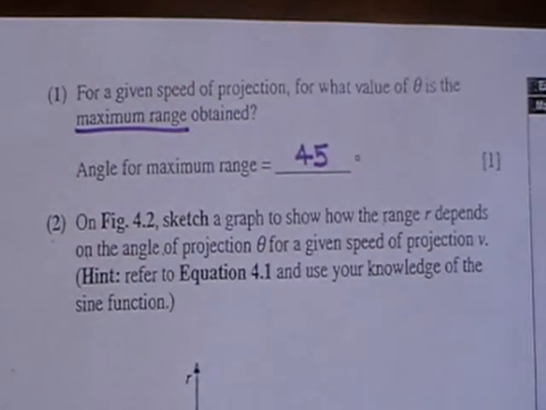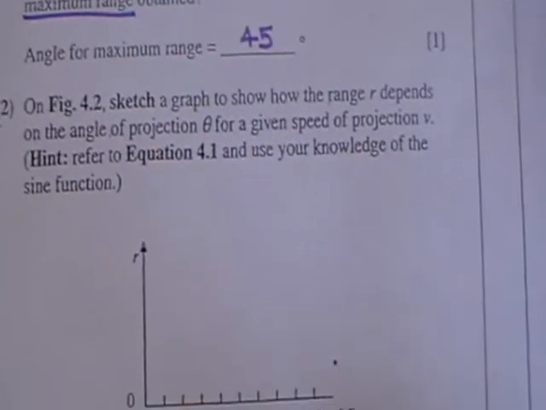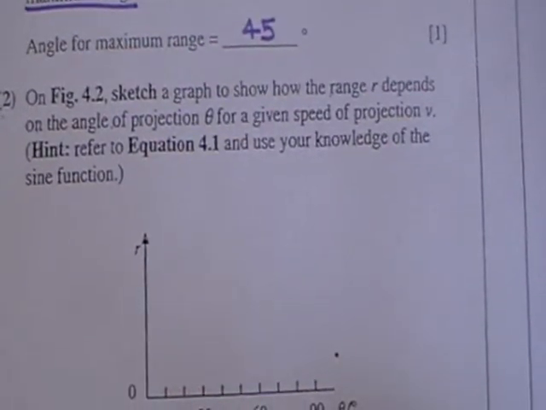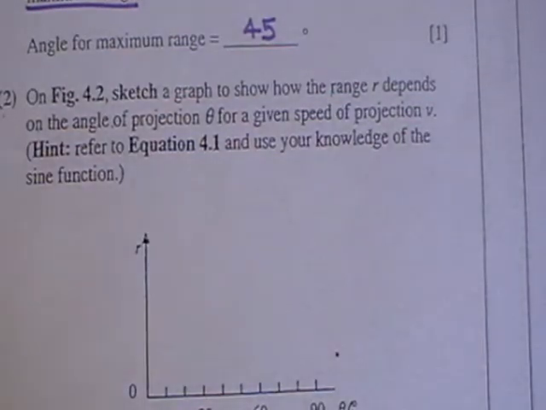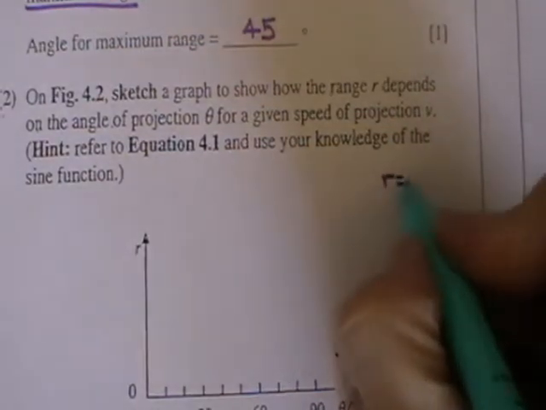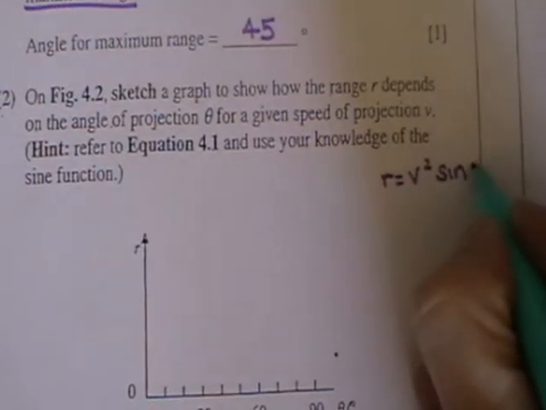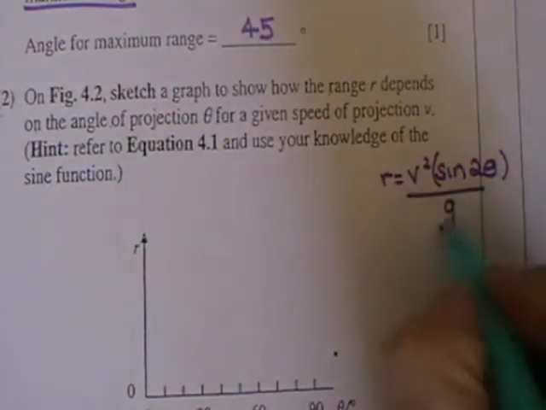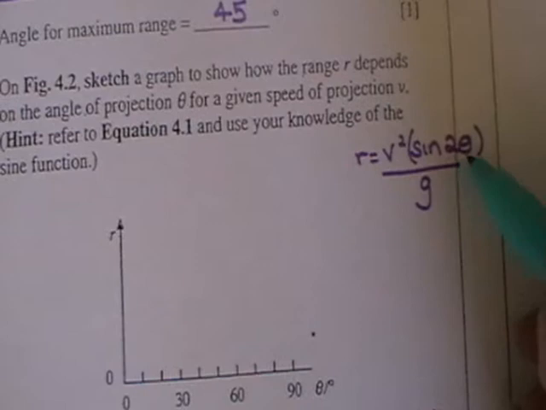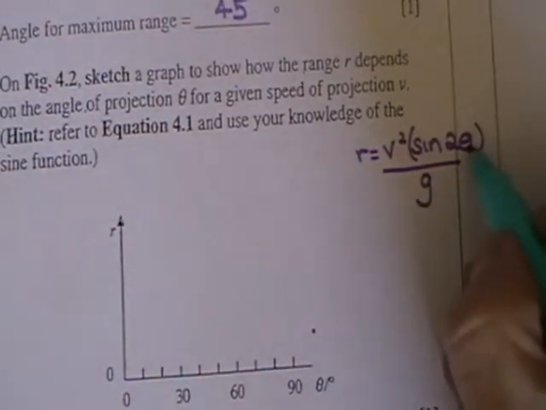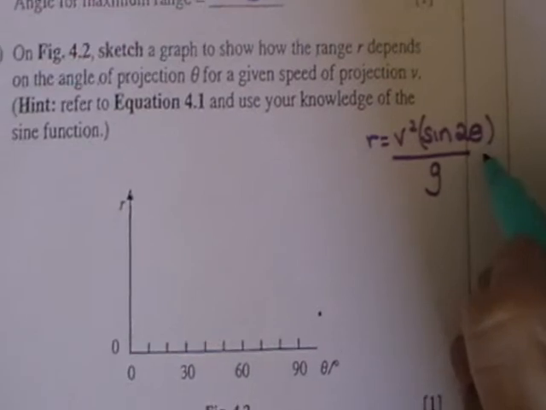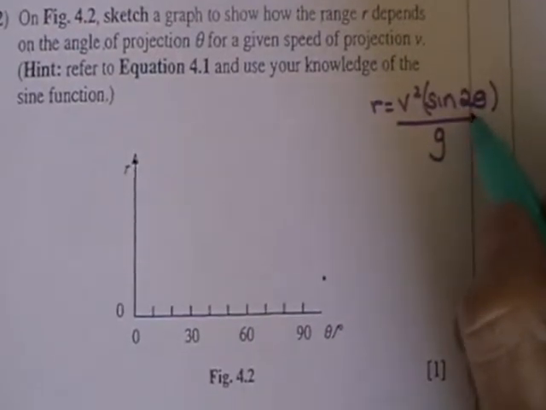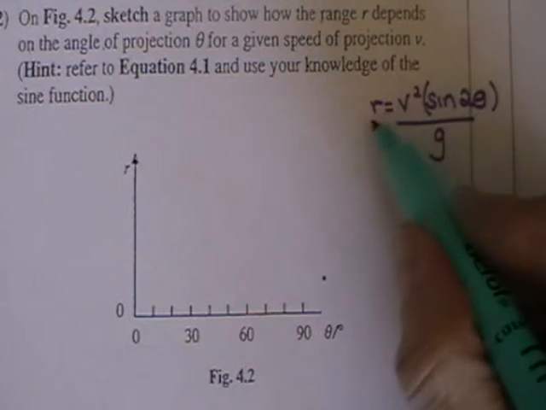On figure 4.2, sketch a graph to show how the range depends on the angle of projection for a given speed of projection v. Hint, refer to equation 4.1 and use your knowledge of the sine function. So there's the equation: R equals v squared times the sine of 2 theta, divided by g. Okay, so theta is going to go up from 0 up to 90 degrees. Whenever you get to 45 degrees, you're going to have your maximum range.